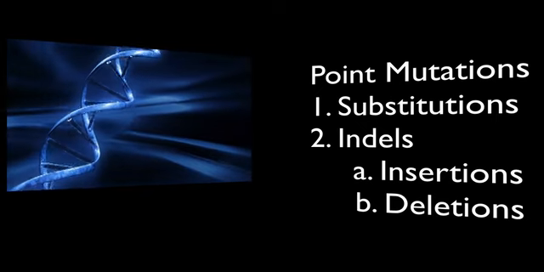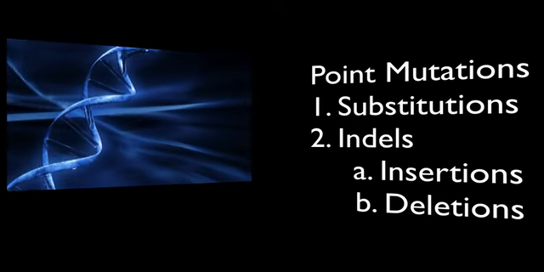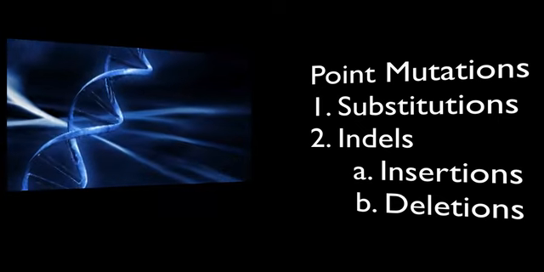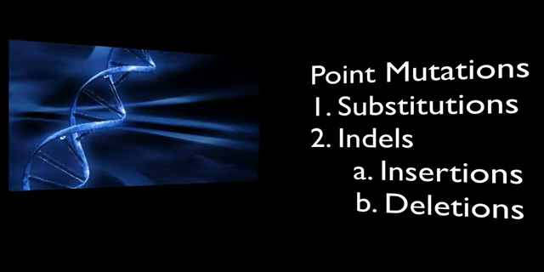So when we talk about point mutations, we're talking about two basic classes of mutations. The first of which being substitutions, and the second of which being indels, which are composed of insertion and deletion mutations, respectively.